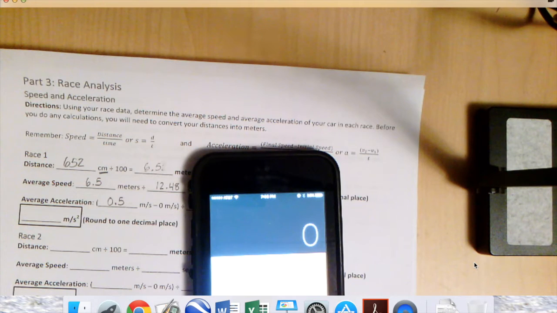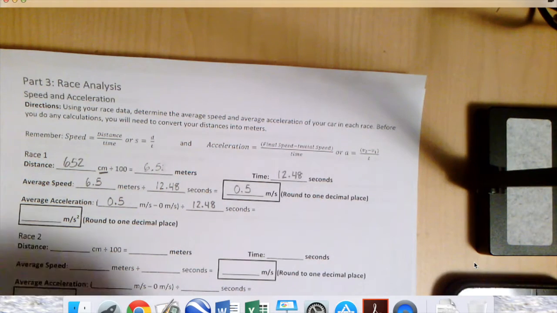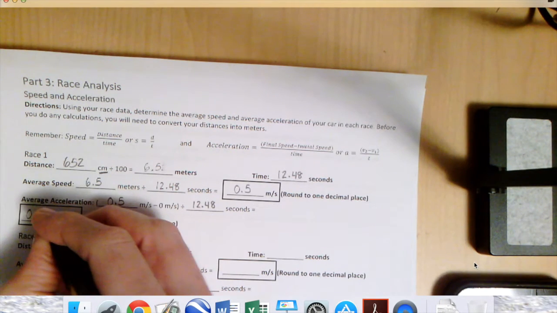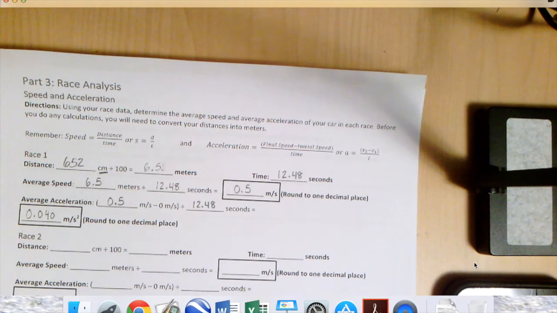So what I'm going to do is put 0.5 divided by 12.48. That gives me an answer of a really small number, 0.04. What you can actually do is go to 3 decimal places, 0.040. Okay, and if you remember, I told you this in class. You put 0.040 meters per second squared.